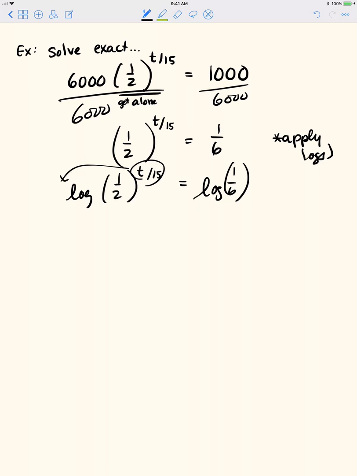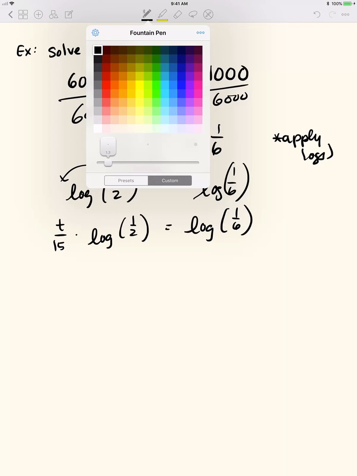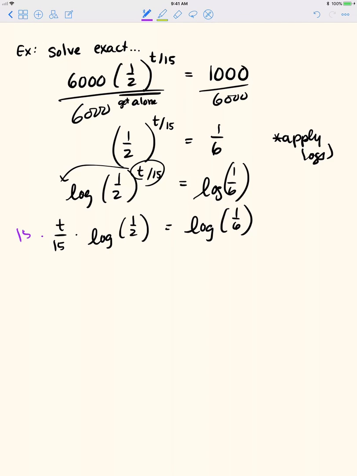I can bring my power down: t over 15 times the log of 1/2 equals the log of 1/6. All right, so I need to get the t alone. To begin with, I'm just going to multiply both sides by 15, because that gets rid of the 15 and now I wouldn't have to worry about it. So I have t times the log of 1/2 equals 15 times the log of 1/6.